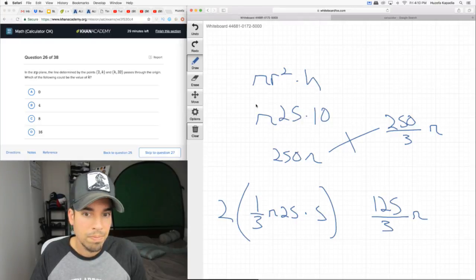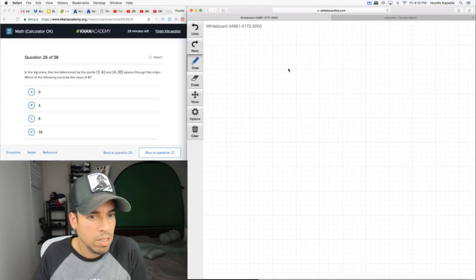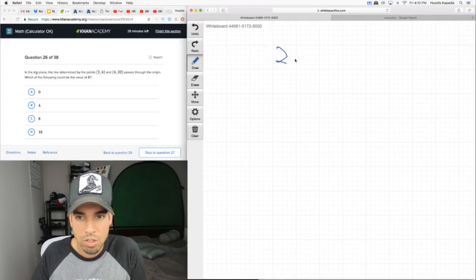And let's keep going. In the xy plane, the line determined by these points passes through the origin. So guess what? Which of the following could be the value of x? First, let's just stack these coordinates like I always do to calculate slope, right?